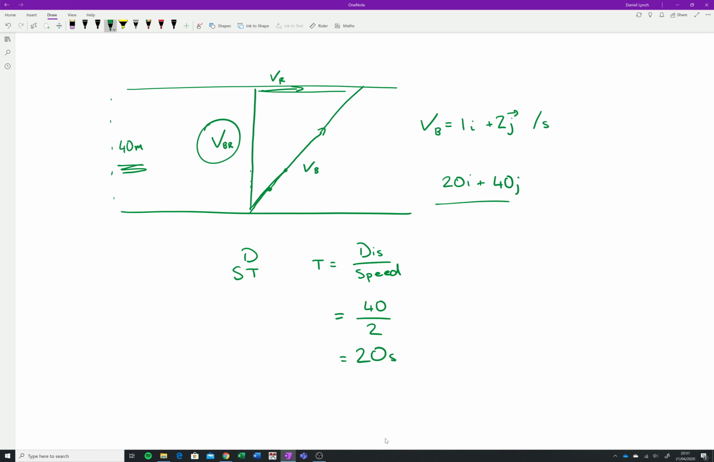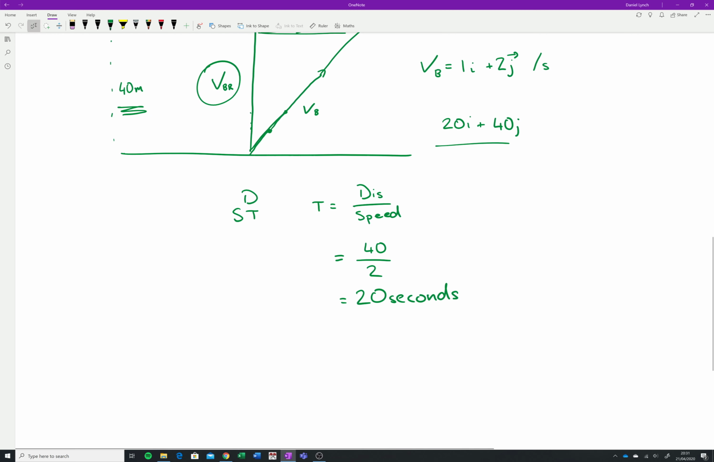So that's 20 seconds. We also know it's being swept downstream by 1 meter every second. So that's the answer to part 1, 20 seconds. Part 2 is how far downstream will it be? It'll be 20 meters downstream, because it goes 1 every single second. So that's your answer to question 1.